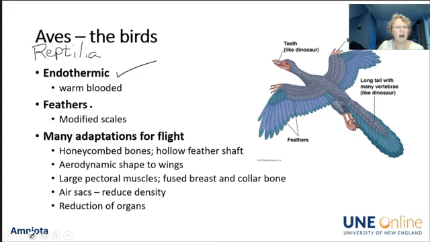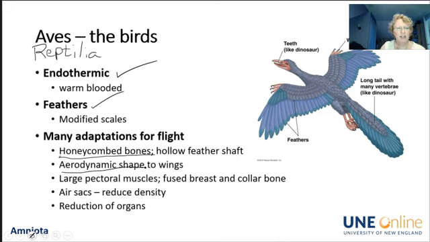The scales have been modified for feathers, which are an adaptation for flight, and they show a lot of other unique adaptations for flight. Things that actually decrease their density, such as honeycomb bones, bones with air spaces, any place they could hollow out. The bones and the feather shaft are hollow and air-filled to decrease their density.